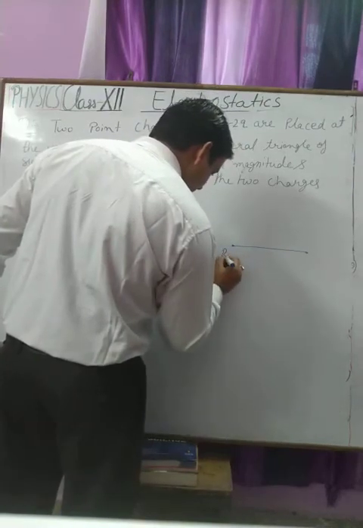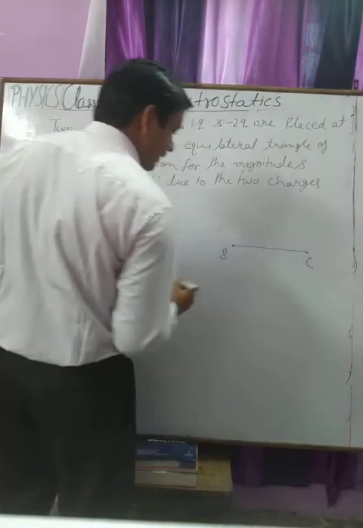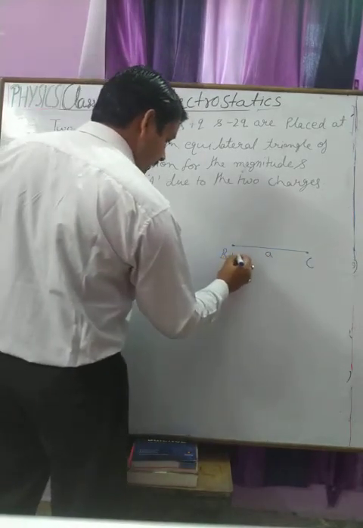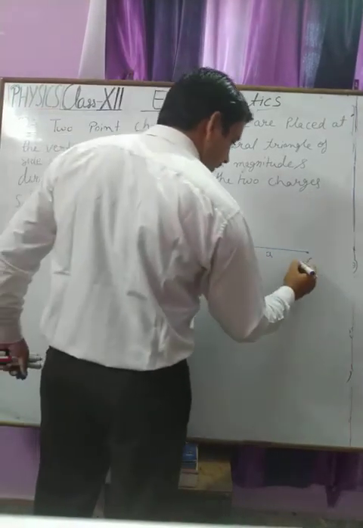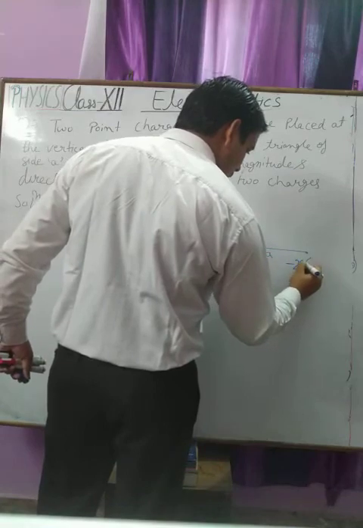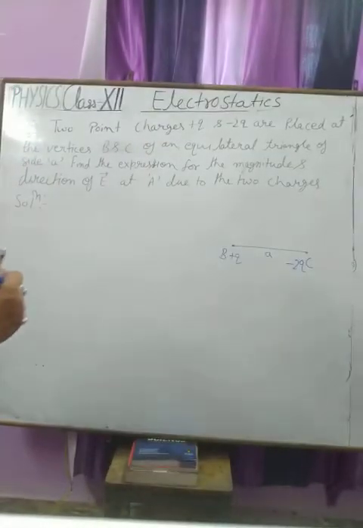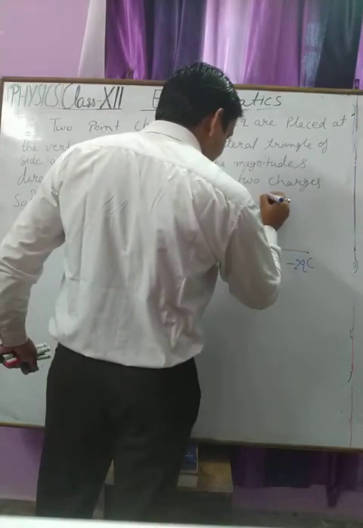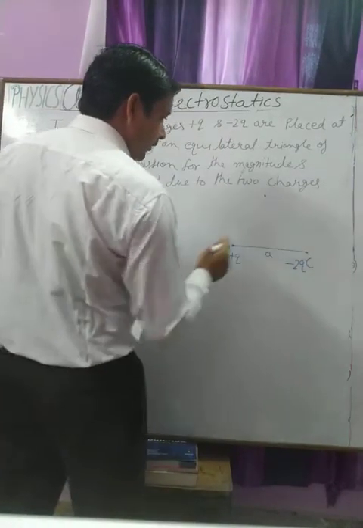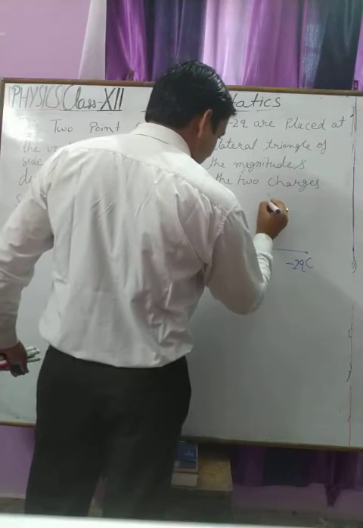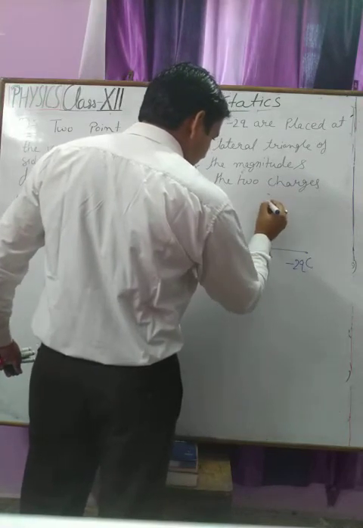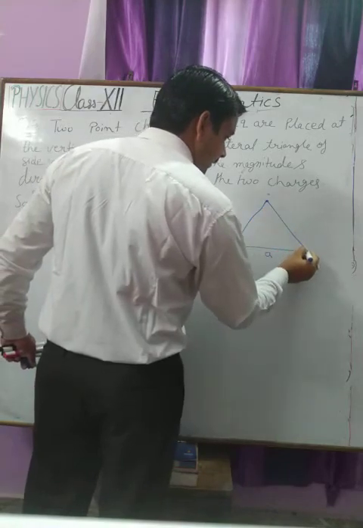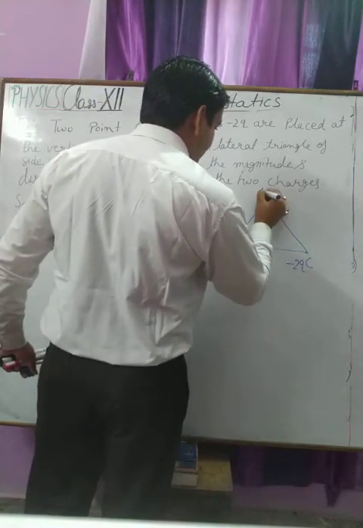This is point B, this is point C. Here a charge of plus Q and here a charge of minus 2Q is placed, due to which we need to calculate the electric field at the vertex A. Okay, student?